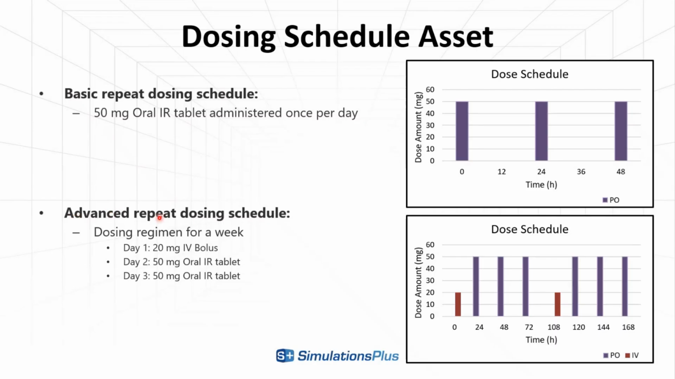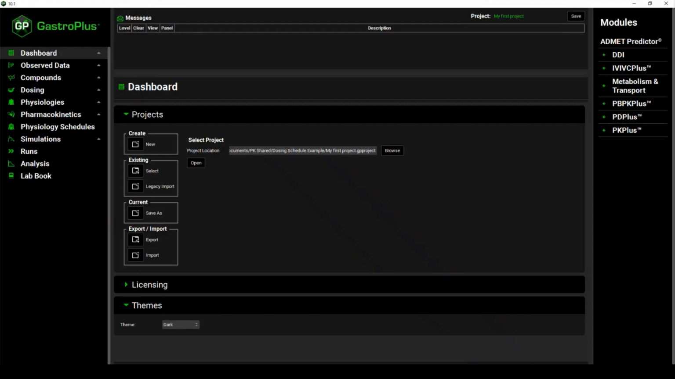Then we will cover an advanced repeated dosing schedule, which will have a dosing regimen for a week. Here, on the first day, we will administer a 20 milligram IV dose, which will be followed by a repeat dose of 50 milligram oral IR tablet administered once per day over the course of 2 days. Let's dive into GPX to do this.